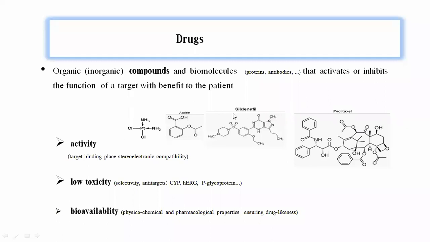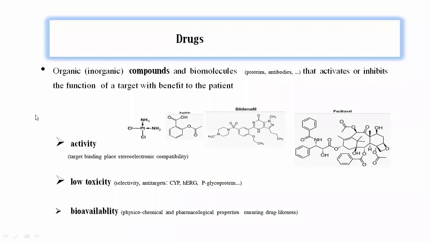So these are the examples of drug molecules which we are using for the treatment, that is, to either activate or inhibit the function of the target cell molecule. Now we proceed to the next definition, that is activity. What happens when any drug molecule either activates or inhibits the function of that target cell? It is going to show some type of activity.